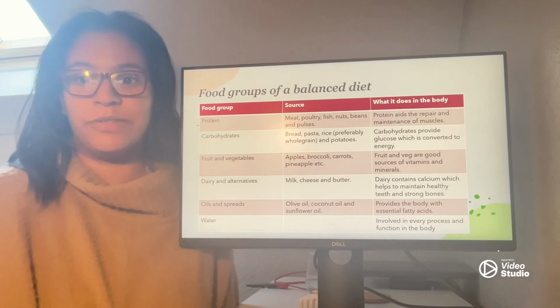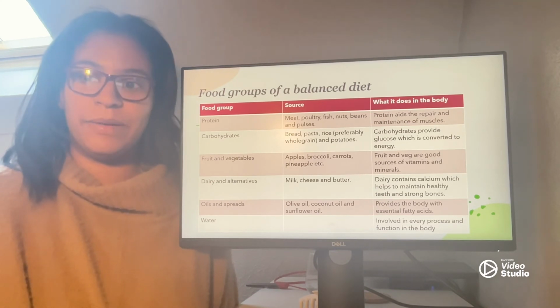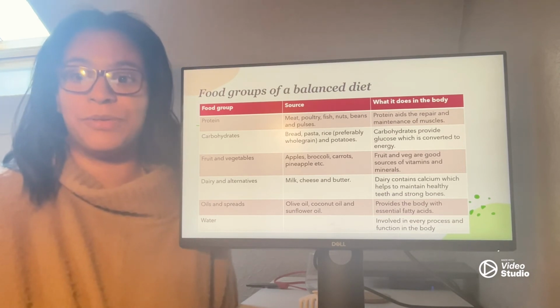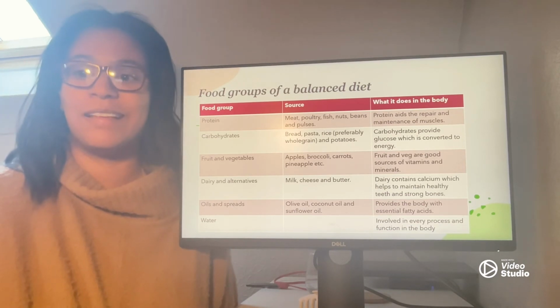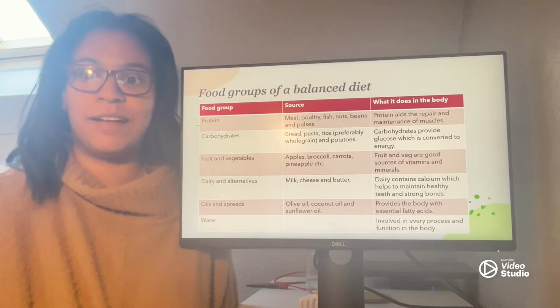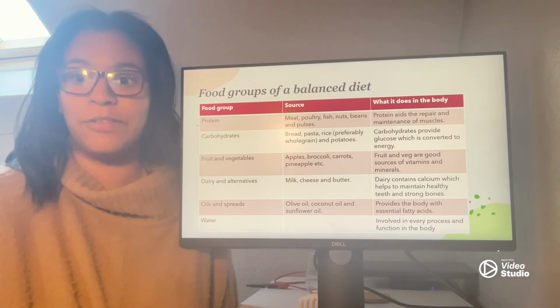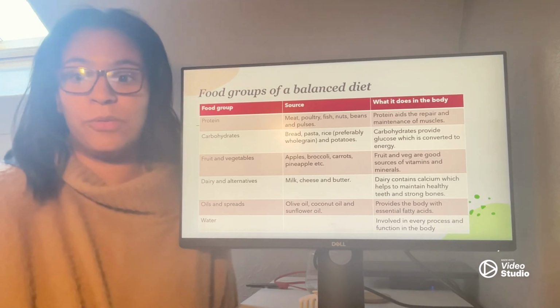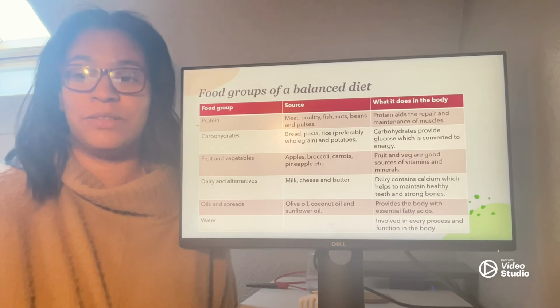Dairy is another important food group. Food sources include milk, cheese and butter. Dairy provides a huge amount of calcium, which helps to maintain healthy teeth and strong bones. Oils and spreads are also essential to a balanced diet in small quantities, as they provide the body with essential fatty acids that the body cannot make itself and help us to absorb the fat-soluble vitamins A, D, E and K.